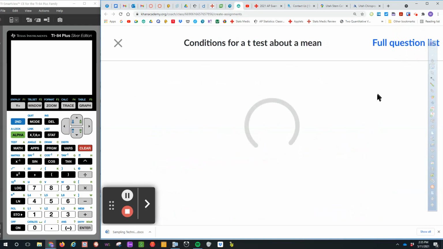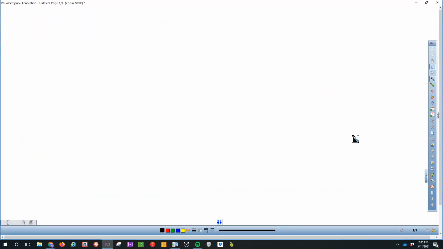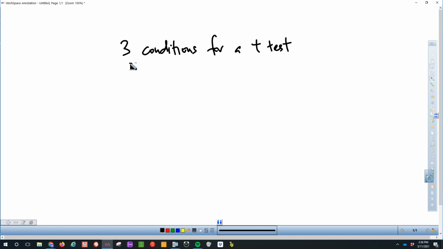All right. Let's talk about the conditions. Mainly, there are three conditions for a t-test, okay? First of all, it needs to be an SRS, a simple random sample, or from a randomized experiment. And that is easy to look at and to distinguish.